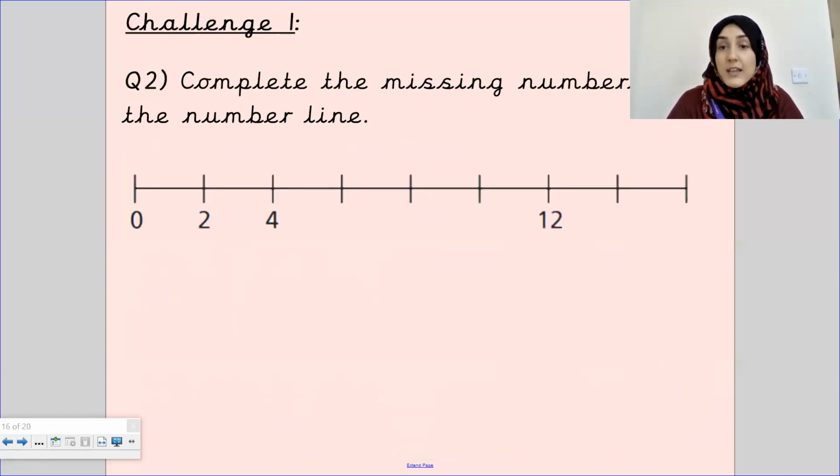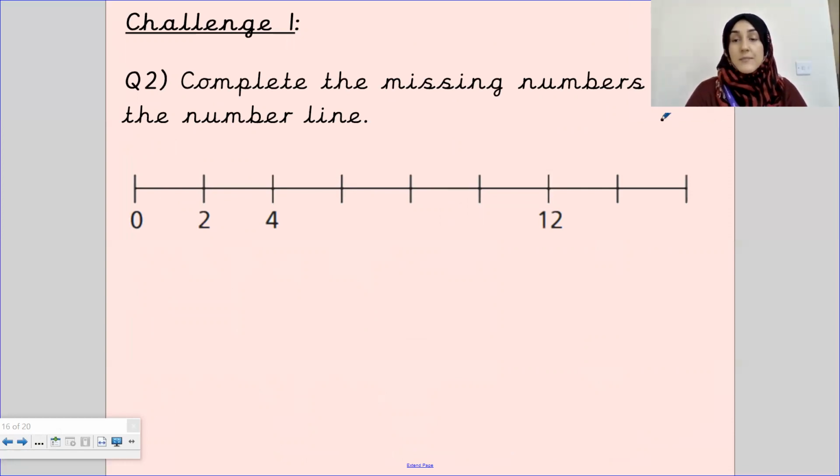Your second question is, let's make myself a little bit smaller so you can see. It says, complete the missing numbers on the number line. So you have 2. So started you off nice and easy. You've got 0, you've got 2, 4. What comes next? What comes next? What comes next? Then it's 12. And then what comes next? And what comes next? So that is your second question.